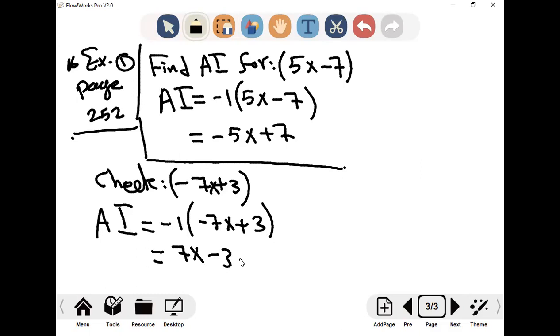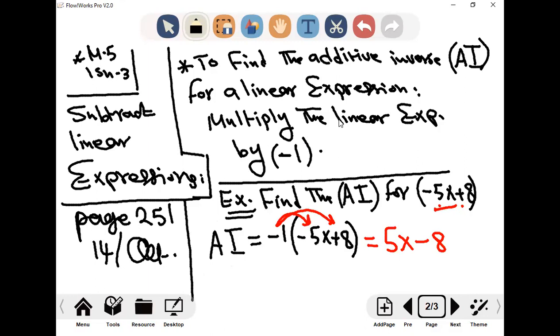But to check our answer, add the original expression with its what? Additive inverse. The answer should be 0. Yeah, negative 7x plus 7x is 0. Positive 3 minus 3, 0. So your additive inverse is correct. Okay? So this is the first idea. The first idea is to find the additive inverse of a linear expression. The second idea now is to subtract linear expressions.